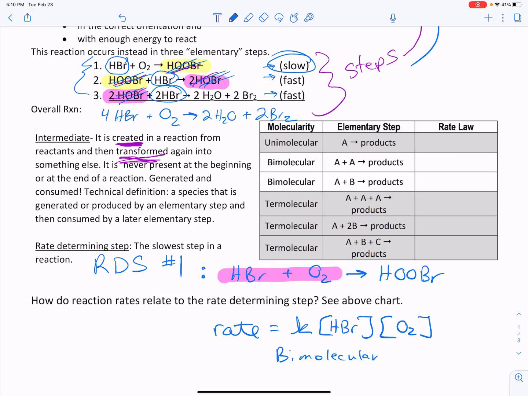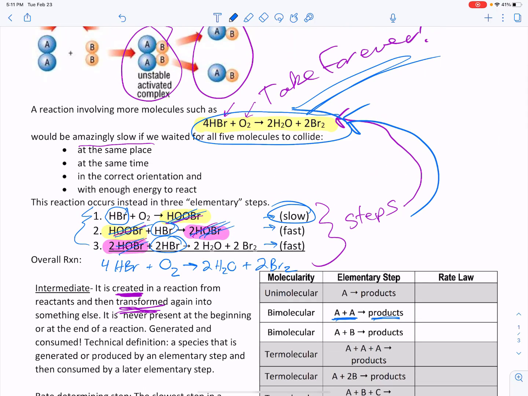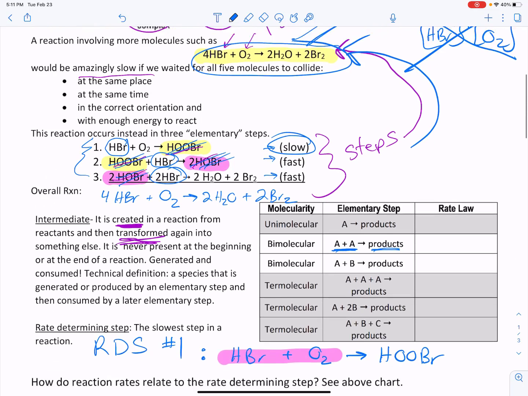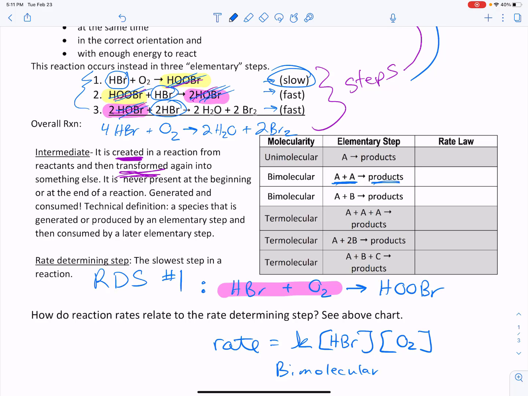And that's just simply because we have two reactants that are reacting together to form the product in the rate determining step. That's the important part. You cannot just look at this right here and say, oh, HBr must be to the fourth and oxygen must be to the first. No, no, no. You could only do that if you look at the rate determining step.